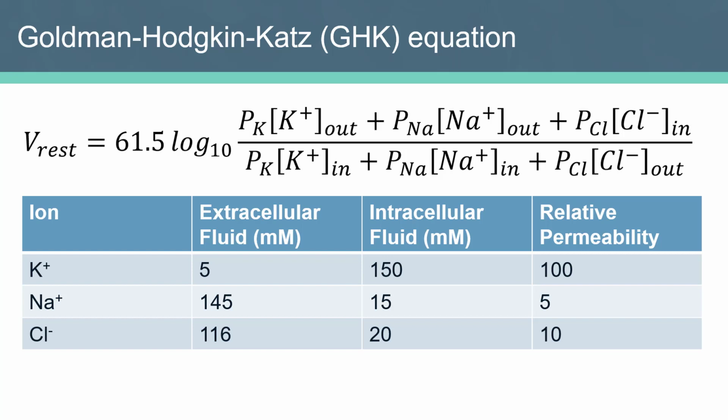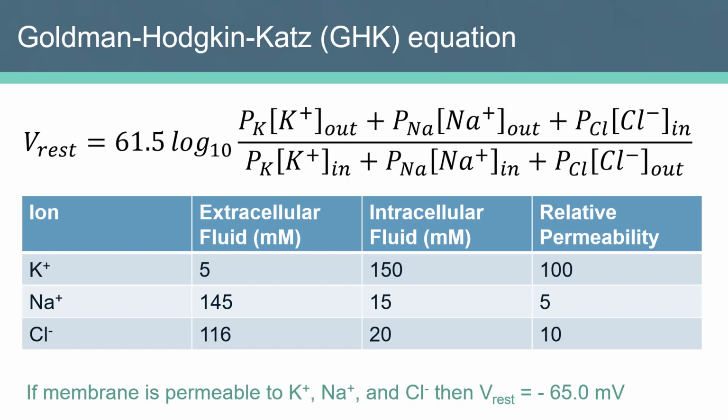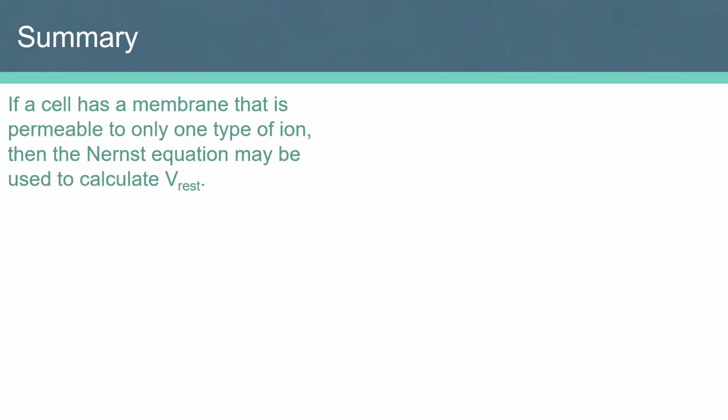If we plug the values from the table shown here into the GHK equation, we find that the resting membrane potential of a neuron is negative 60.0 millivolts. Let's summarize what we have found. If a cell has a membrane that is permeable to only one type of ion, then the Nernst equation may be used to calculate V rest.